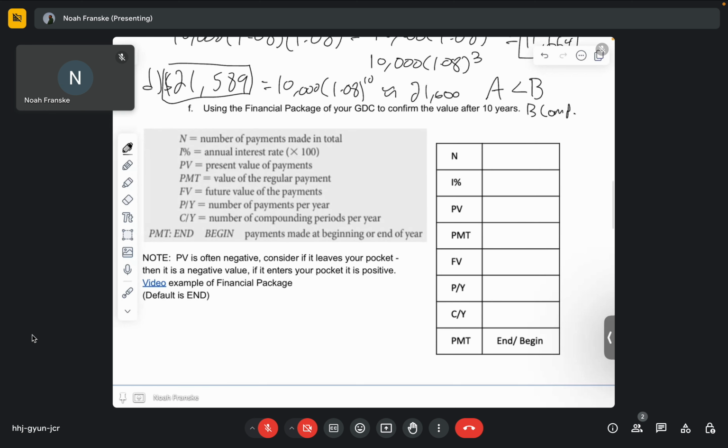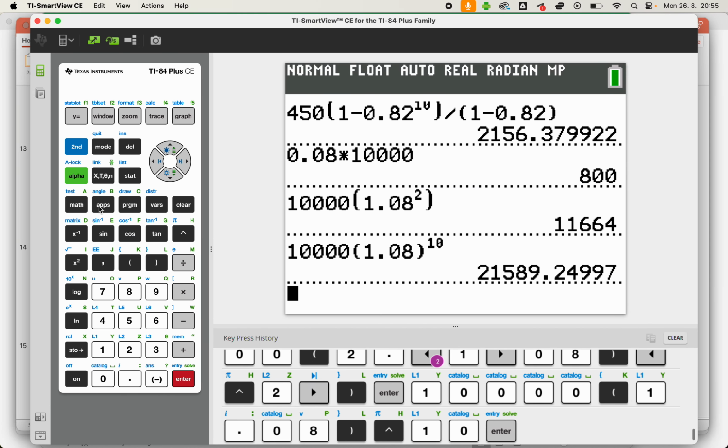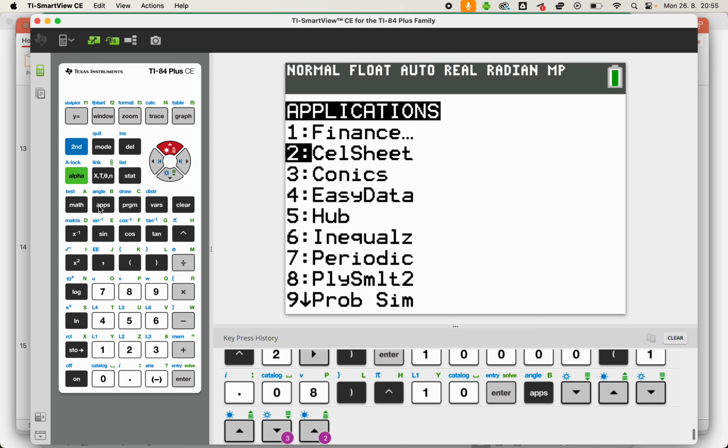So using the financial package, use your GDC to confirm the value after 10 years. So in your calculator, we're going to go to apps, and number one should be finance. Some of you, it might be somewhere different, but something about finance, it should be in your apps, right? Applications right here. You got a lot of stuff here.